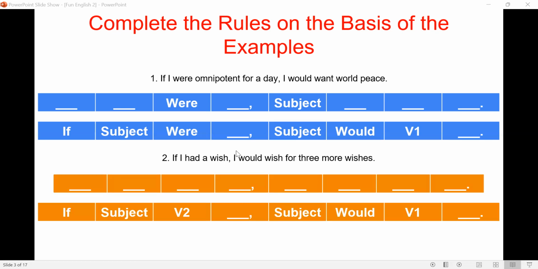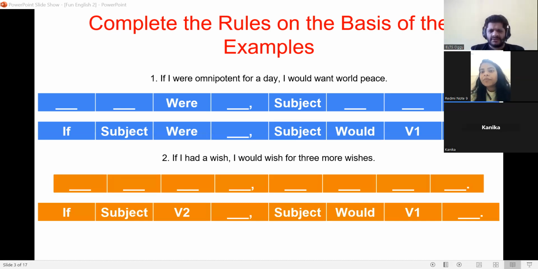See, I want to do so many things to Kanika. The second part will come with would plus verb first form. Whatever the first part is, the second part would be would plus verb first form. That is fine. The second part is going to have would.